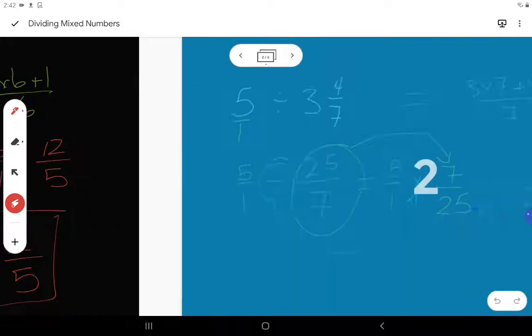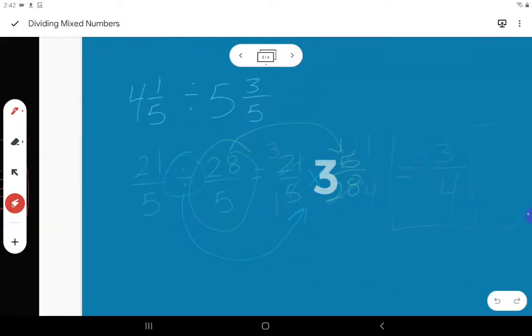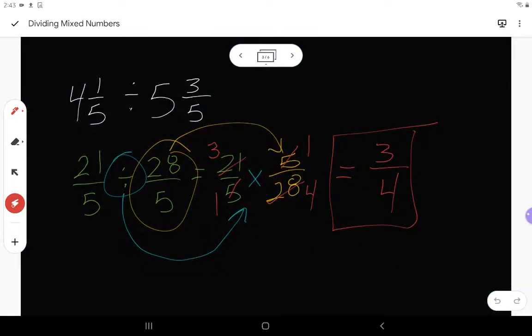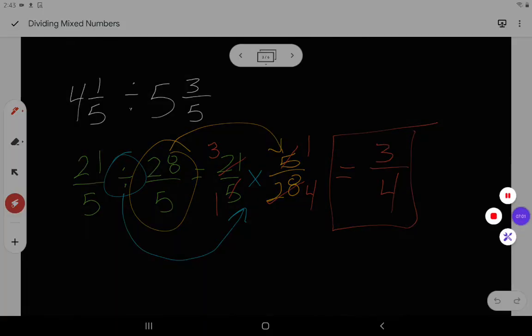So if you have to do any estimating, all you're really doing is just getting in the ballpark. You don't need to be that exact. Say what your answer should be somewhat close to. And is 3/4 pretty close to 1? Certainly. That's reasonable. It's close enough. Okay? All right, there we go. That's dividing mixed numbers. Pretty easy.